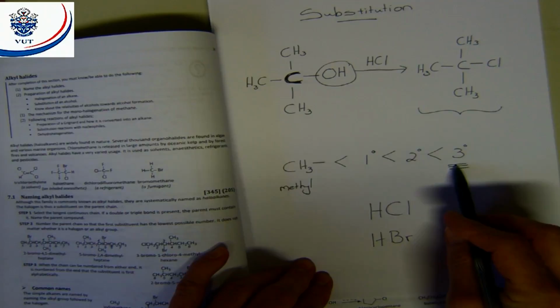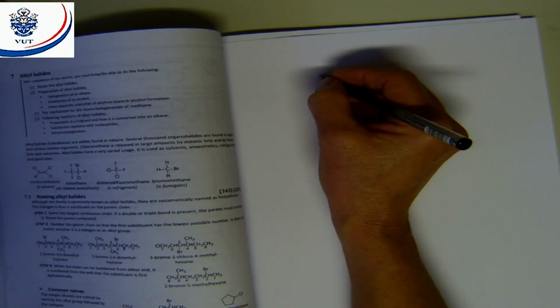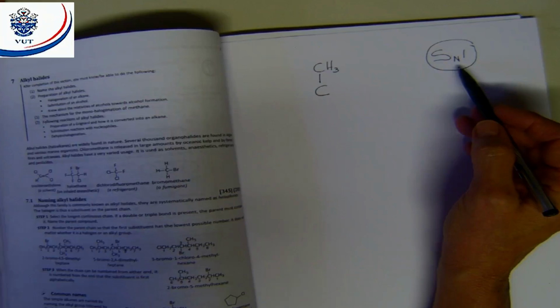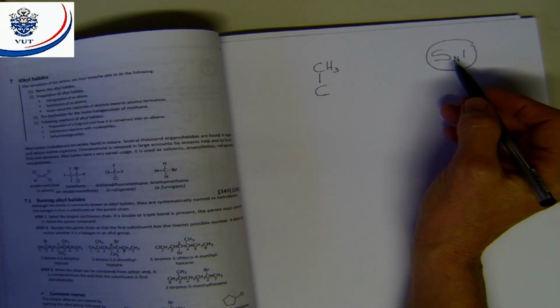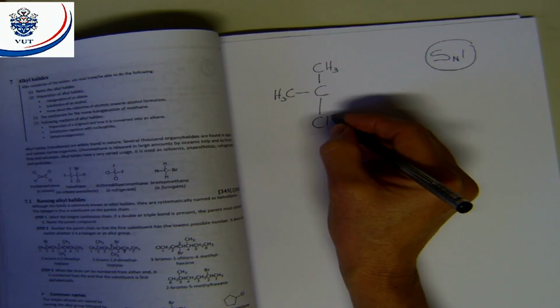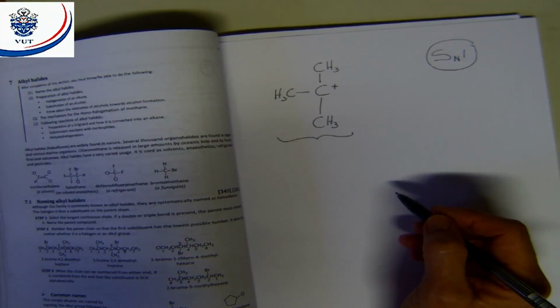If I have a primary or a secondary, it's a totally different story. What is going to happen there? That tertiary alcohol, when it's reacting, is reacting via what we call, and this I just mention, you are not going to do this already now. This is in the next organic course that we are going to have a look at this. But this is taking place via an SN1 mechanism. Now the SN1 forms an intermediate, and in that intermediate a carbocation is formed. This carbocation we have here is a tertiary carbocation.